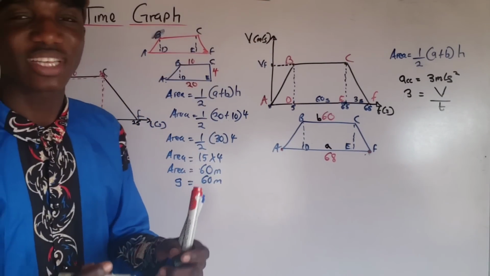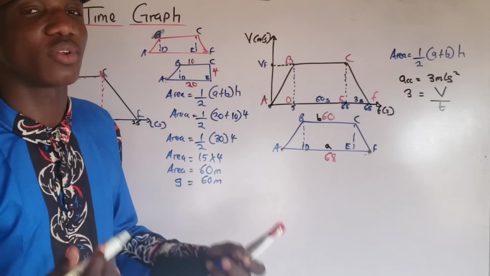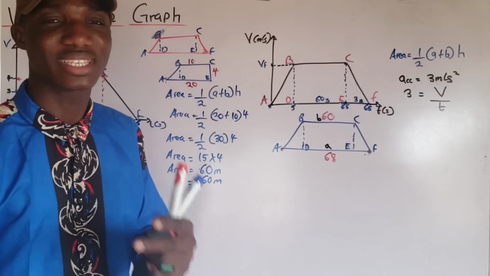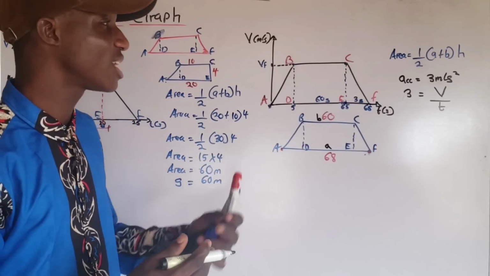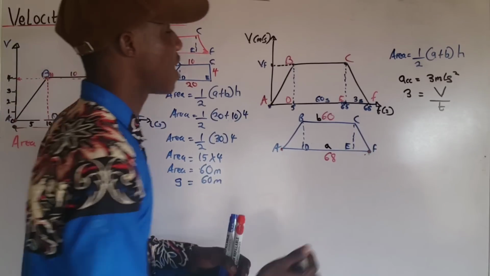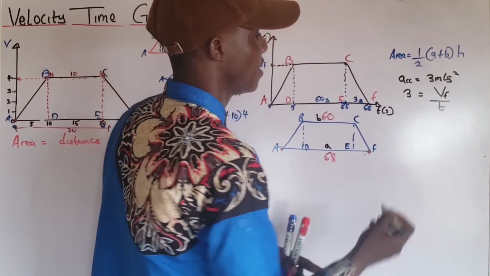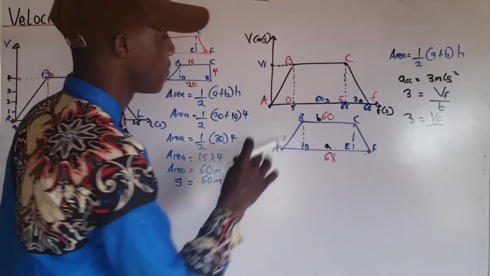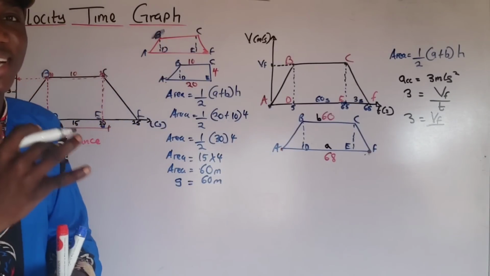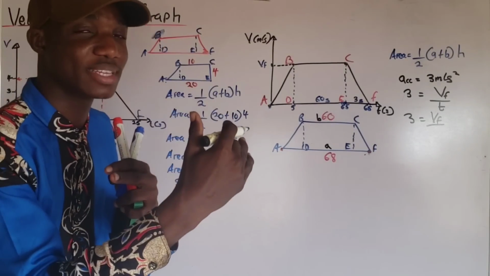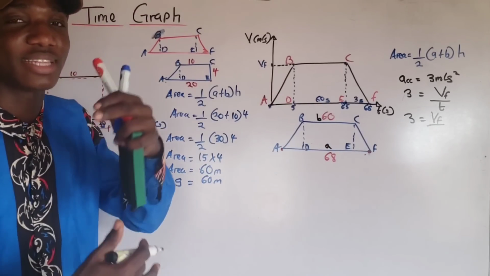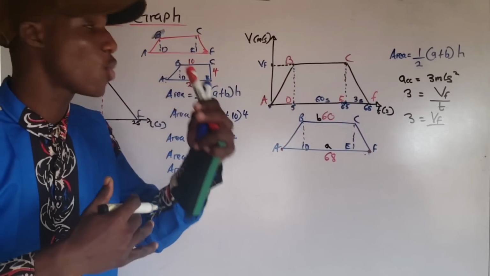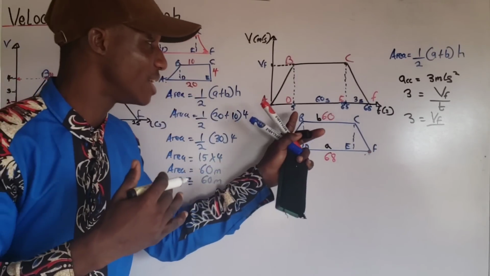You just have to pay attention. What I want to do is determine the velocity that the body attained when it accelerates at the rate of 3 meters per second squared. Acceleration is velocity over time, so here I'm going to have Vf all over time. Now 3 is equal to Vf all over t. The time that it used to undergo acceleration is 5 seconds.